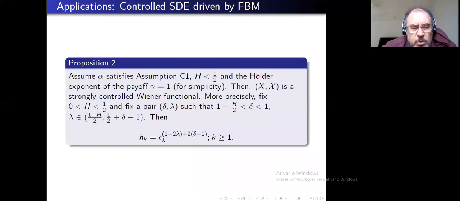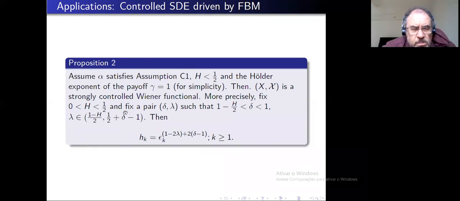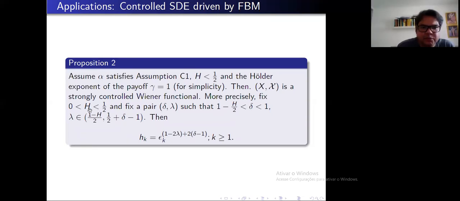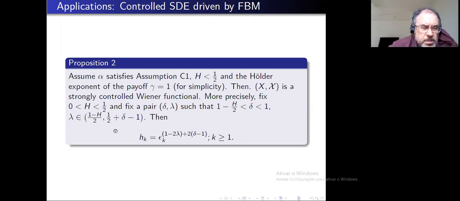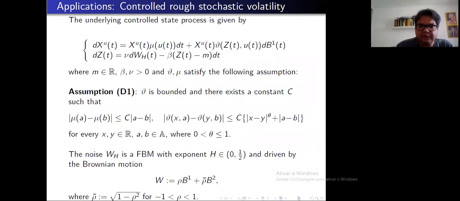So does the rate depend on the Hurst parameter H? It depends on the H parameter through delta and lambda. So for a given H, between 0 and 1/2, you fix a pair, delta and lambda, such that you choose this way, and it depends on H. Okay, thanks. So this is the rough stochastic volatility case. I will shift this.